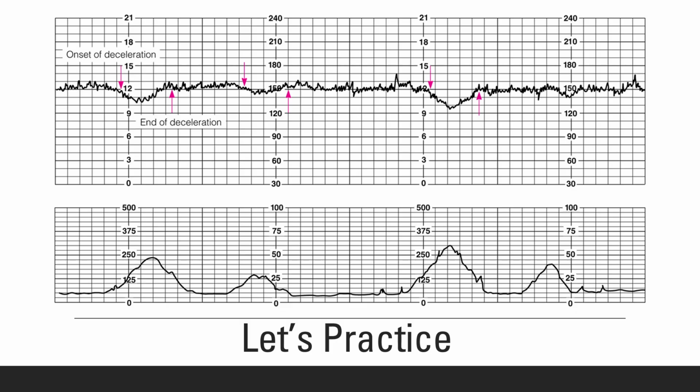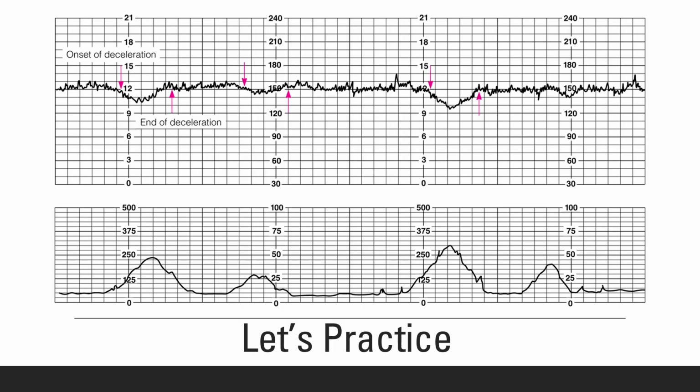All right, so I want you guys to look at this strip. Tell me what you see. Again, let's go through the steps. First and foremost, you want to establish the baseline, the variability, the acceleration, and then the deceleration. So let's determine what the baseline is. Here the baseline is about 150 beats per minute.